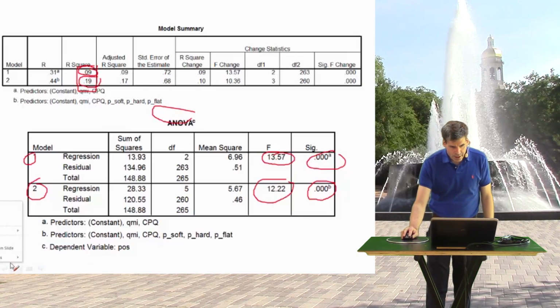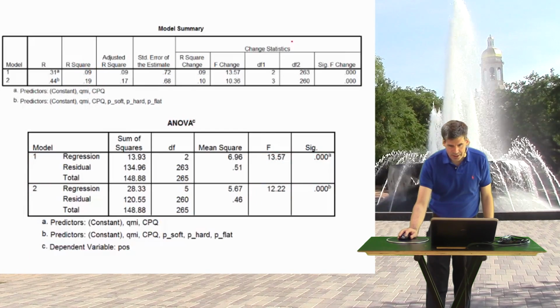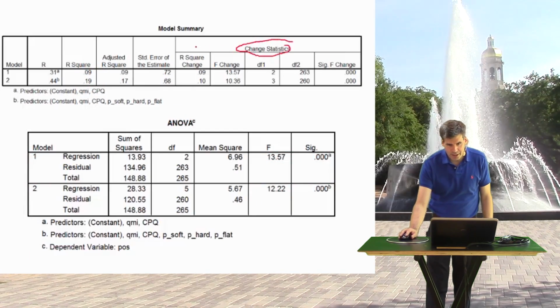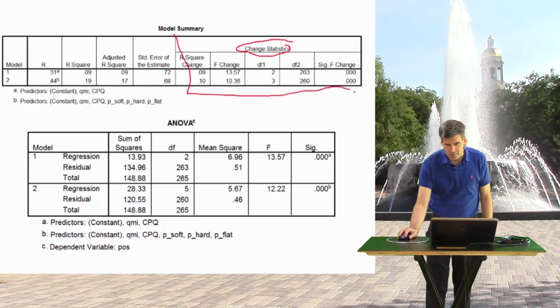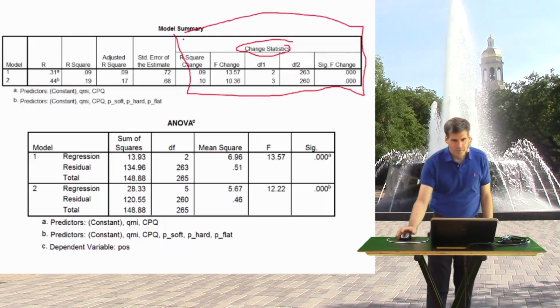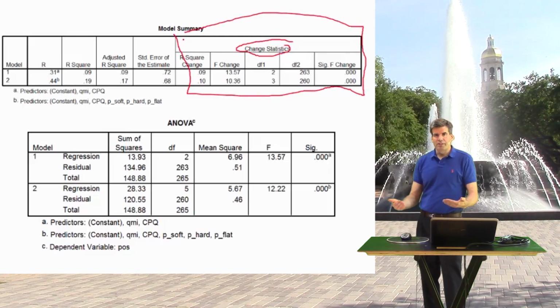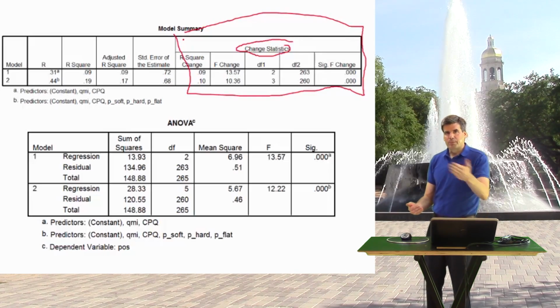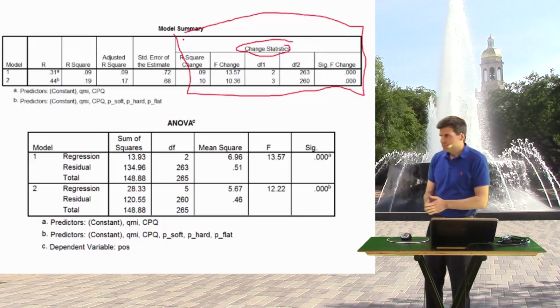And our output shows us that over here, where it says change statistics. This is a thing we did not see; this block is new. We haven't seen that in previous analyses. This is giving us change statistics. It's saying how much additional variance was explained going from one block to the next.